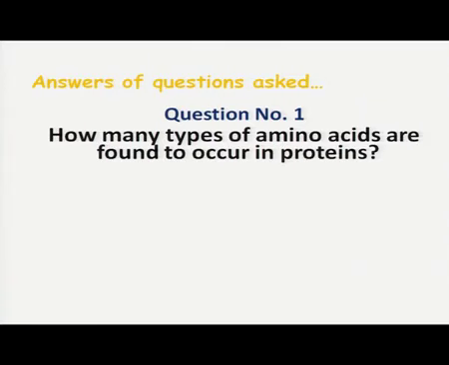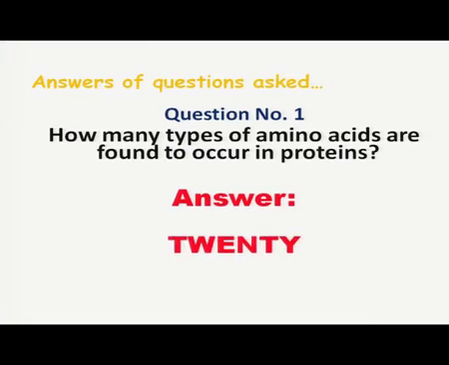How many types of amino acids are found to occur in the protein? Protein is known as a polymer of amino acids, no doubt, and various types of amino acids are linked together to form protein with the help of peptide bond. Now, we have already discussed there are 20 different types of amino acids. These amino acids are linked together with the help of peptide bond and help in the formation of protein. Then the protein forms different types of structure, like primary structure, secondary structure, tertiary structure and quaternary structure.